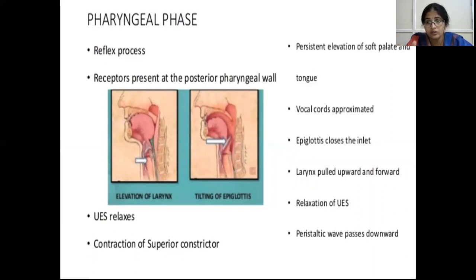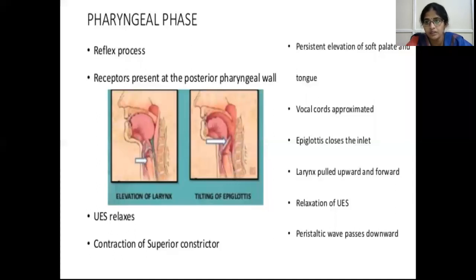The receptors I already discussed in the previous slide: the sensory information is carried through the 7th, 9th, and 10th nerves to the swallowing center. From the swallowing center, information again goes to the muscles involved in swallowing through the 5th, 7th, 9th, 10th, and 12th cranial nerves. These are the changes that occur during the pharyngeal phase. Once the food bolus reaches the hypopharynx, the upper esophageal sphincter relaxes and opens, and then the esophageal phase starts.